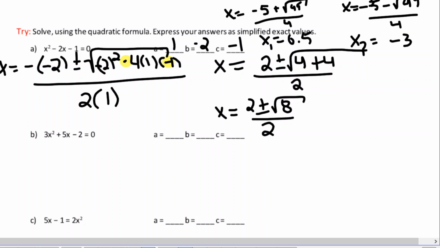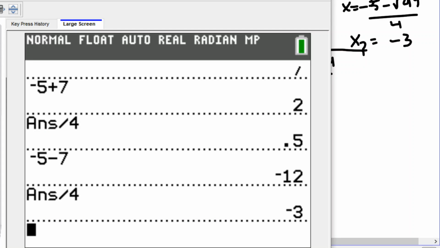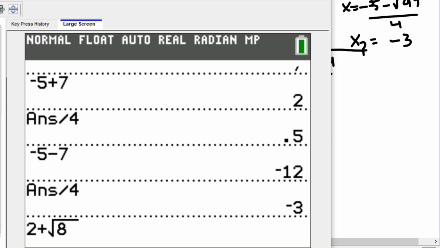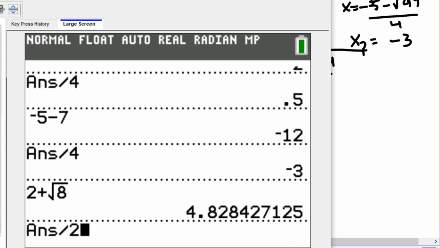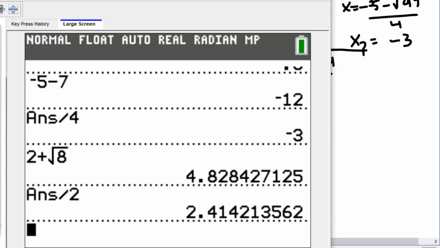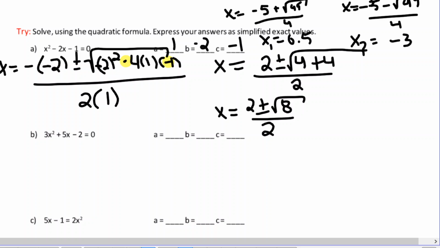I'm going to go ahead and solve that. I'm going to go 2 plus the square root of 8 and divide that answer by 2. So my first option is 0.41. So that was the situation where we did the positive operation. We plussed. We added. Now we'll subtract for the second situation.